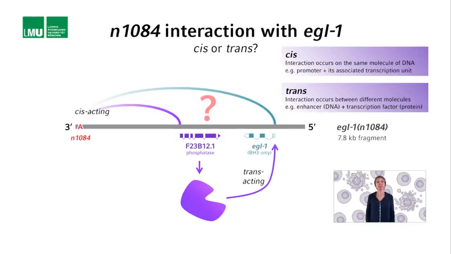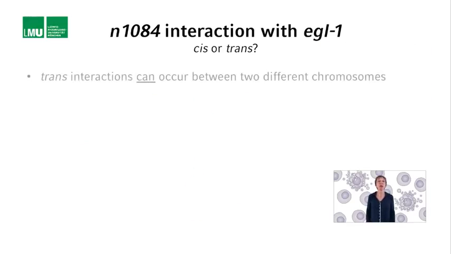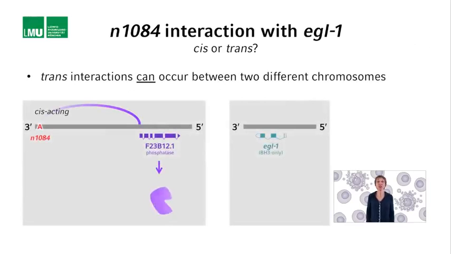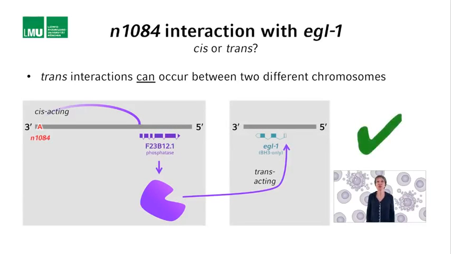Going back to AGO1, if the N1084 mutation affected F23B12.1, and if the F23B12.1 phosphatase subsequently affected the BH3 only transcription unit, the interaction between N1084 and the BH3 only transcription unit would be in trans. It could therefore take place even if the F23B12.1 transcription unit with the N1084 mutation was located on a different chromosome than the BH3 only transcription unit.